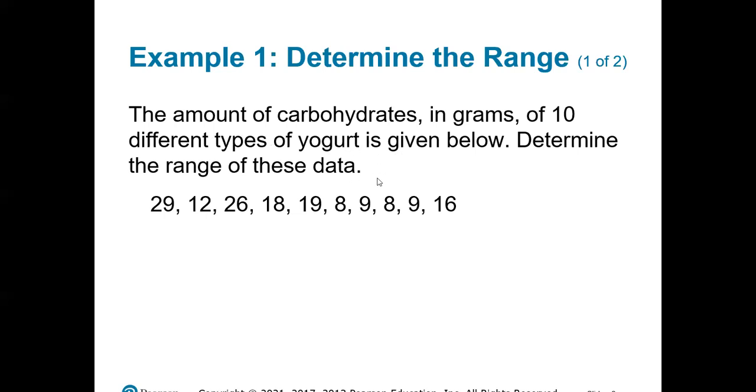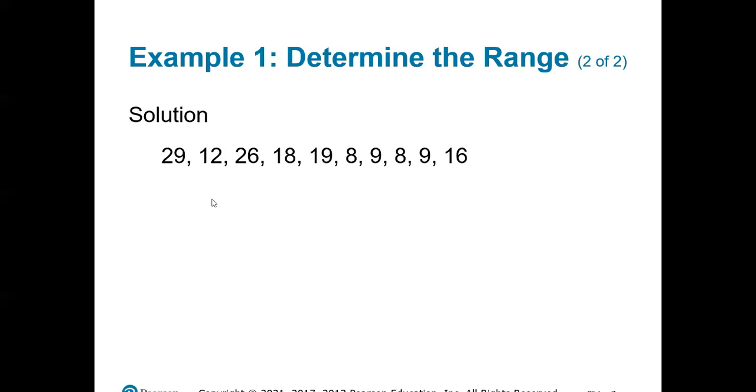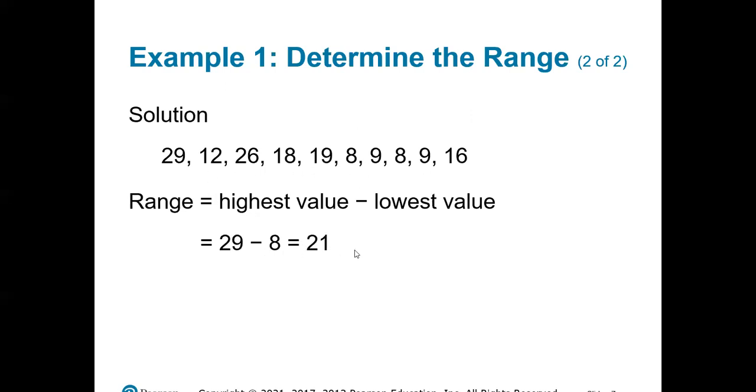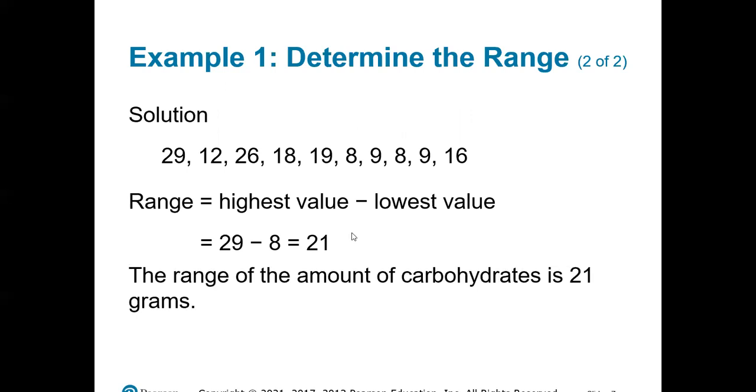If you are given numbers like this, not necessarily sorted, you just need to spot the highest number and subtract the lowest number. In this example, these numbers represent the amount of carbohydrates in grams of 10 different types of yogurts. So the solution is simply the highest number, 29, minus the lowest one, 8. So 21 is the difference between the highest carbohydrate yogurt and the lowest carbohydrate yogurt.